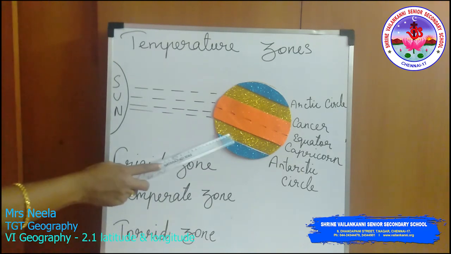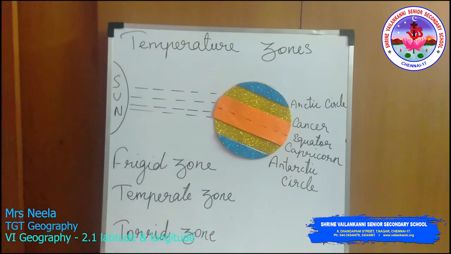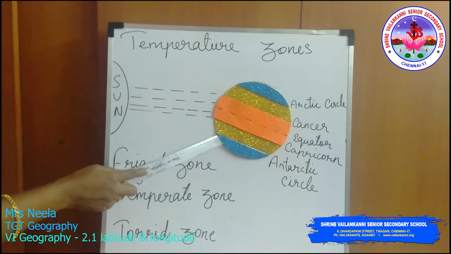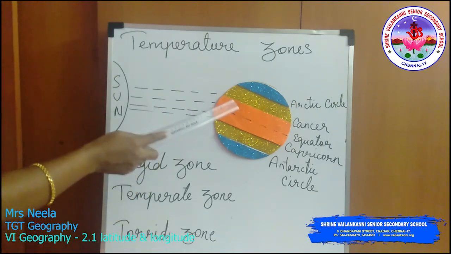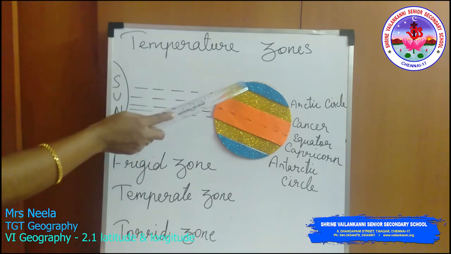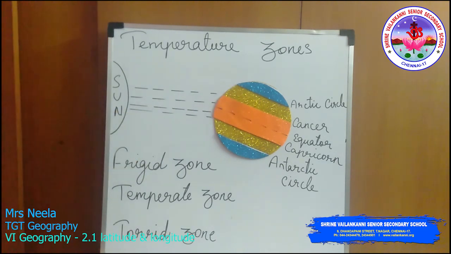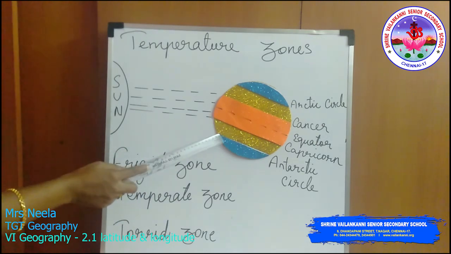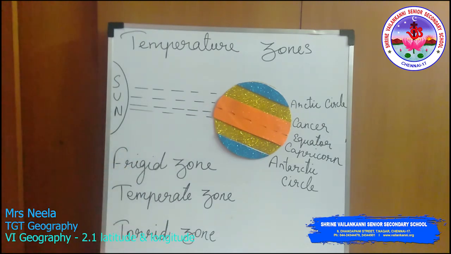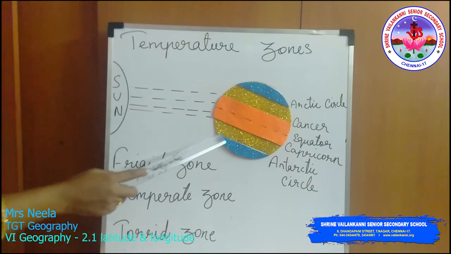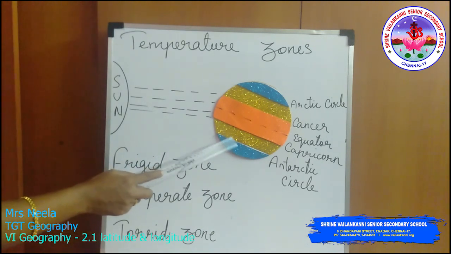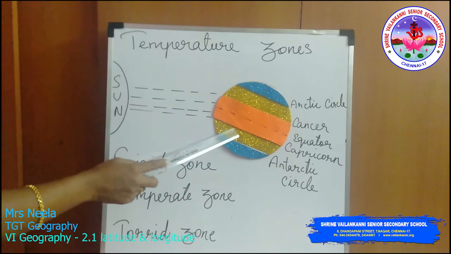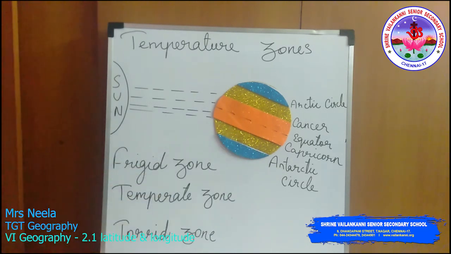The next one is the temperate zone. The latitudes that lie in the temperate zones are the Tropic of Cancer and the Arctic Circle in the northern hemisphere, Tropic of Capricorn and the Antarctic Circle in the southern hemisphere. Here they receive the inclined rays of the sun. This zone is moderately heated. This is called the temperate zone.